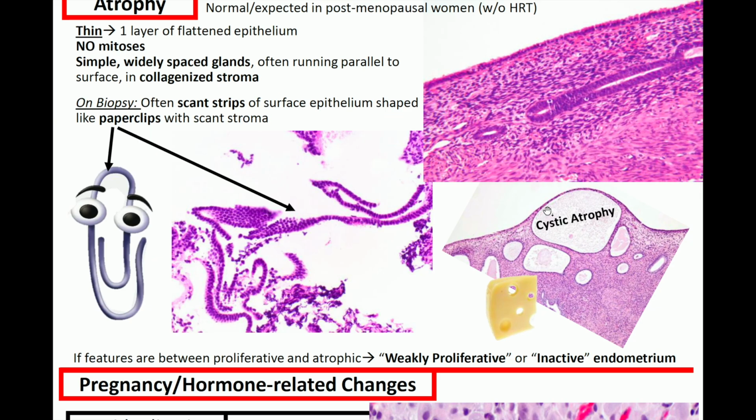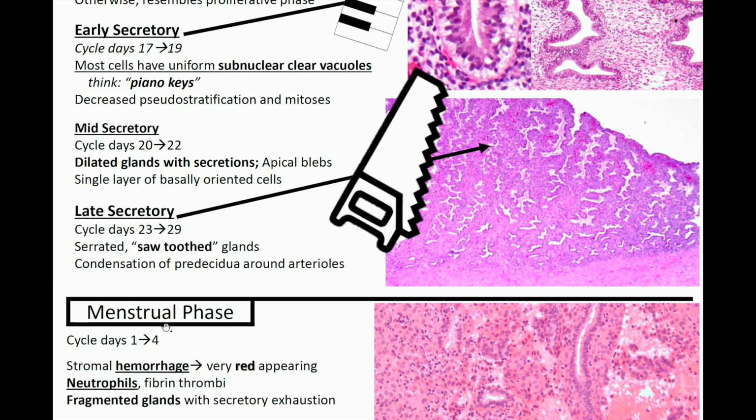All right, moving on. We're going to talk a little bit about the menstrual phase. During the menstrual phase, cycle days 1 to 4, you're going to have stromal hemorrhage, unsurprisingly, and it's going to appear very red, and you can often have neutrophils, fibrin thrombi, and then fragmented glands with secretory exhaustion.